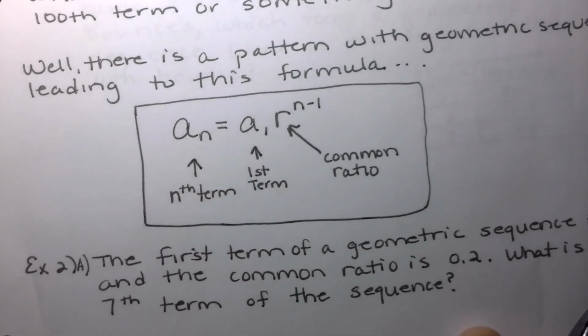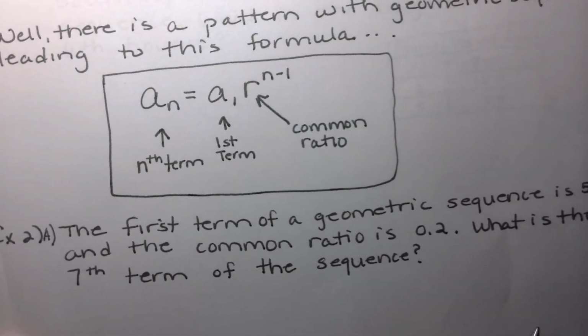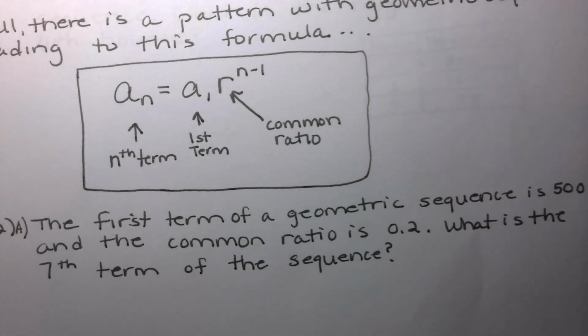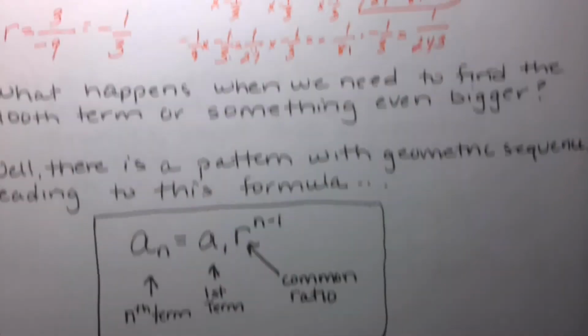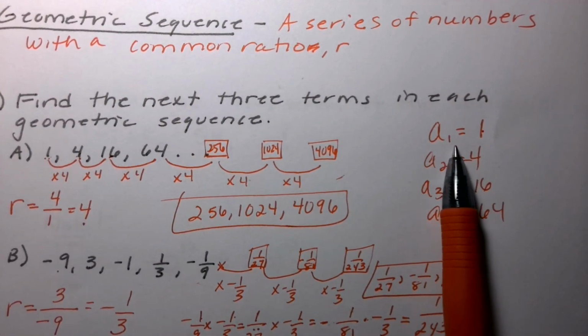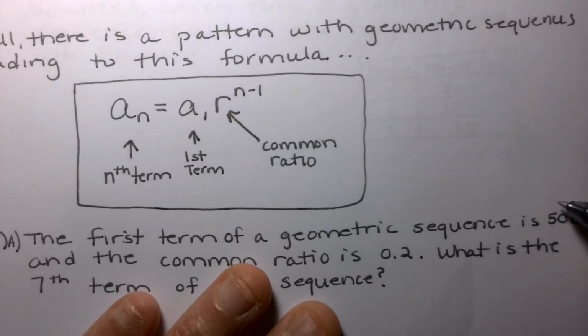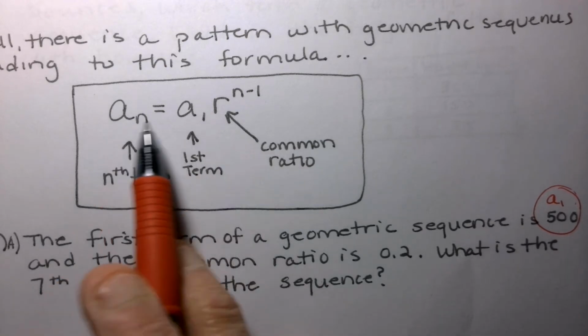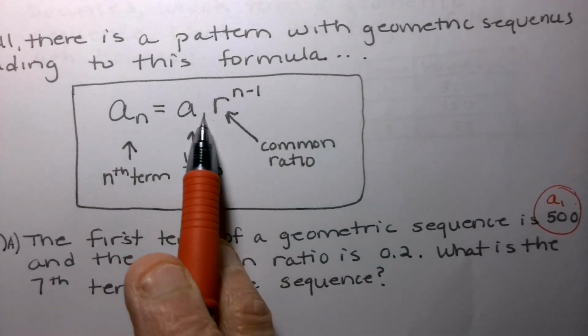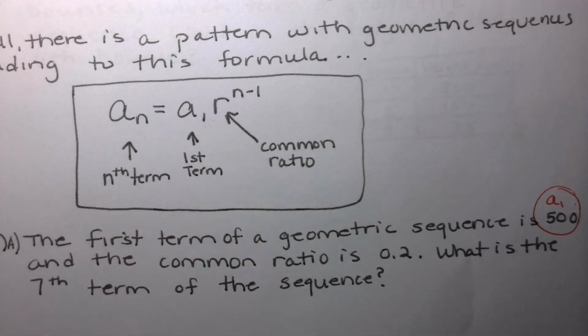Okay, so when we look down here at this problem, it says the first term of the geometric sequence is 500. So the first term, that's a sub 1. So they gave us the first term. So I'm going to just put a little a sub 1 by it and circle it, because now I know in this formula right here, I have a sub 1. I have this number now.